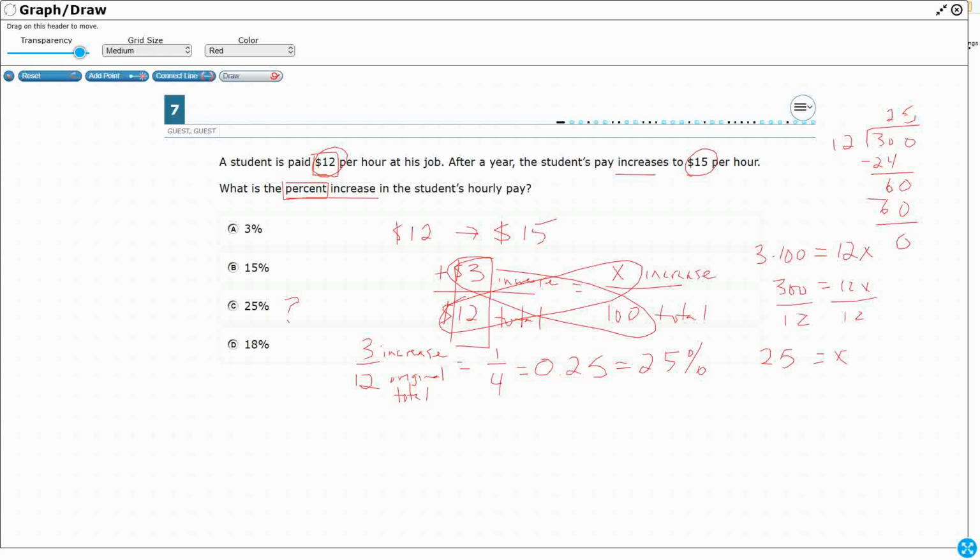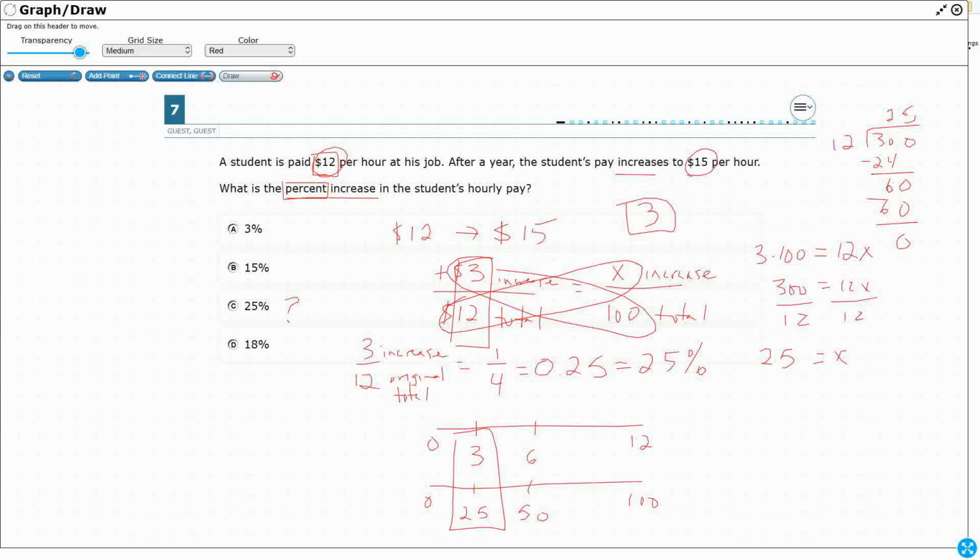And we also could have drawn a double number line if we wanted to kind of eyeball it there. Okay, so if $12 is the full 100%, and the increase was $3, okay, the $3. Well, if she went up $6, it'd be half of it, 50. And then half of that 6 is 3, half of that 50 is 25. So I'm just kind of using proportional thinking here. This $3 increase would have been 25%.